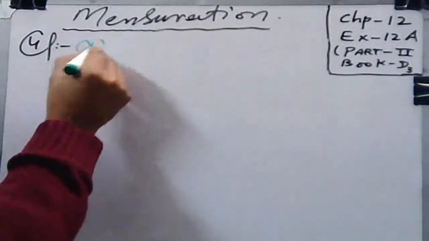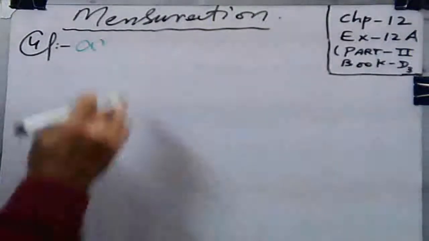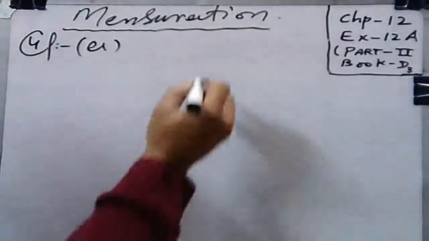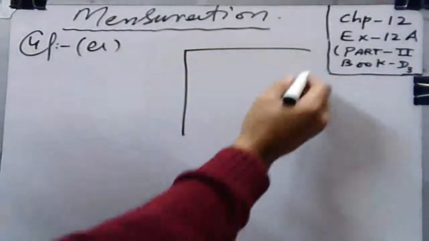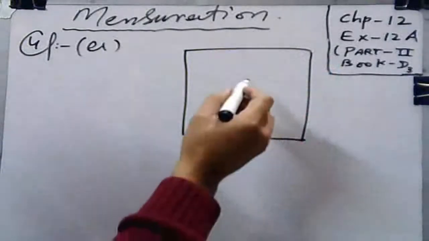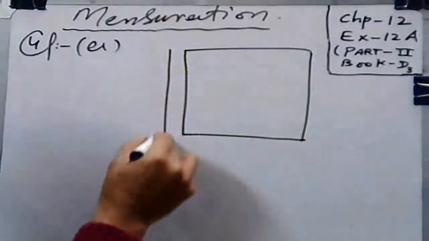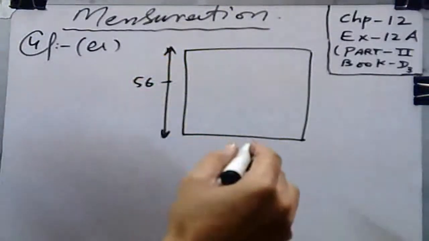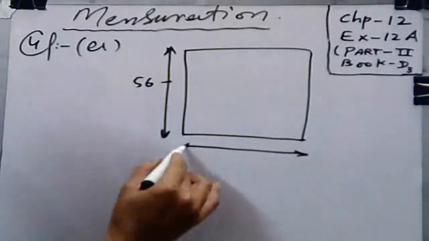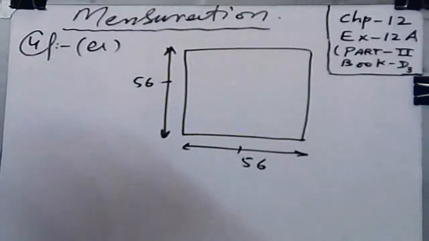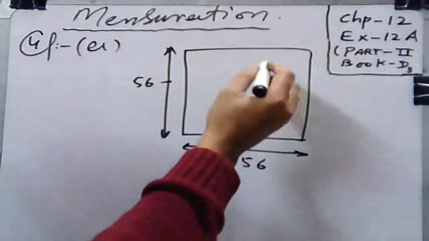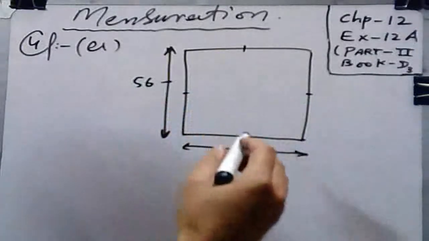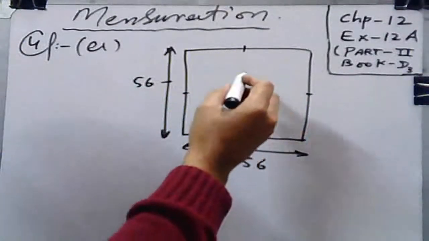So in part A, the given diagram is a square in which this side is equal to 56 and this side is also equal to 56. It is a square. Inside it there are four circles, so we have to divide it into four equal parts and draw the circles.